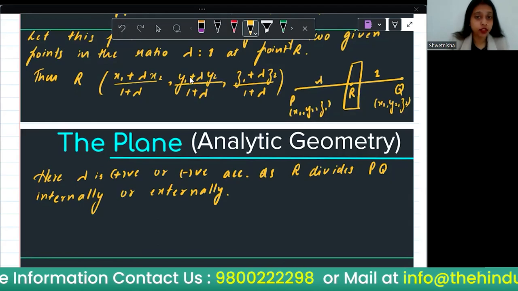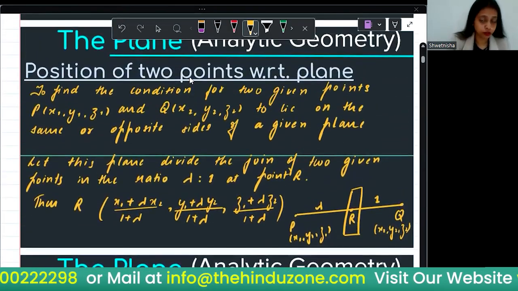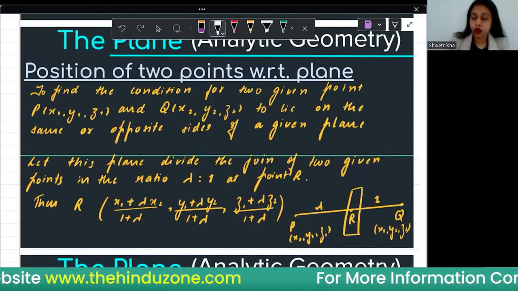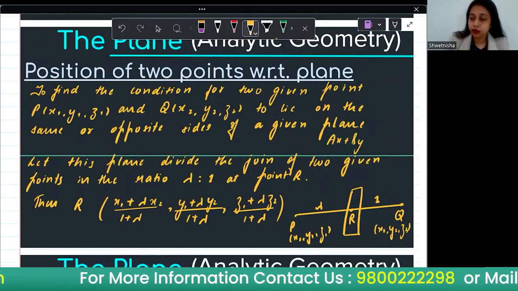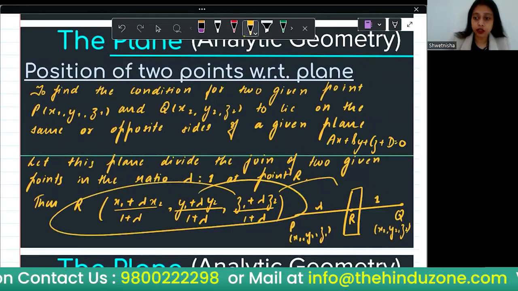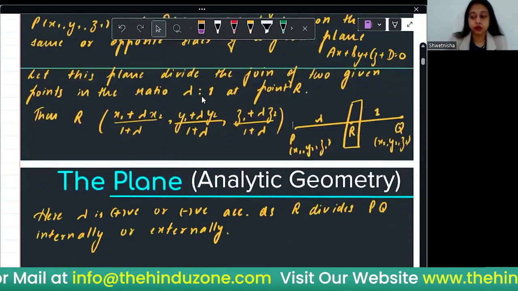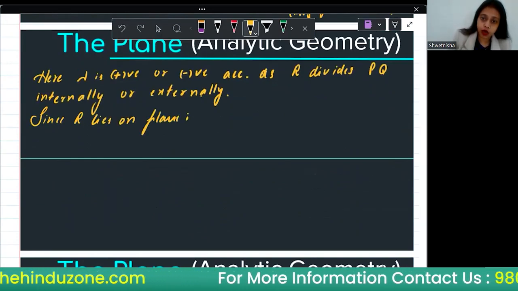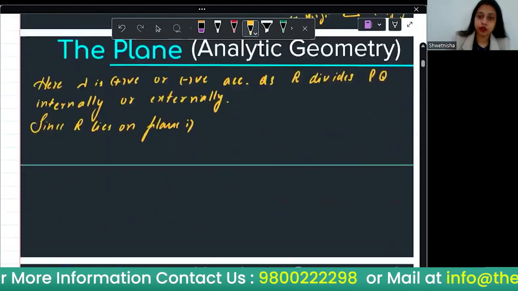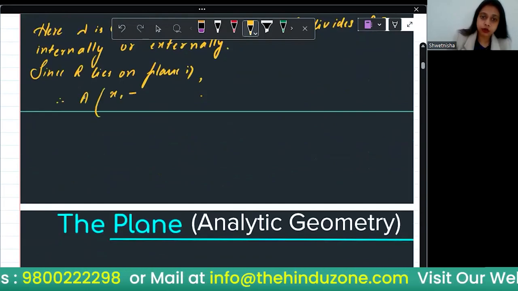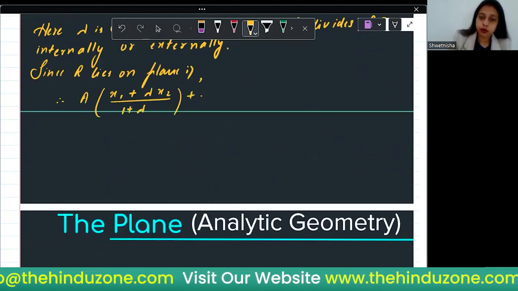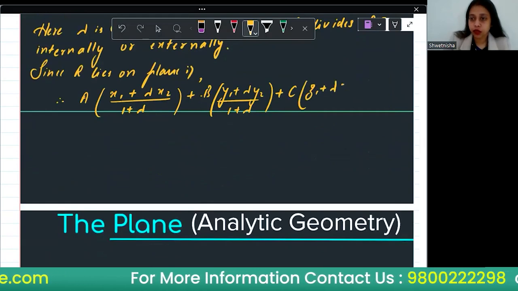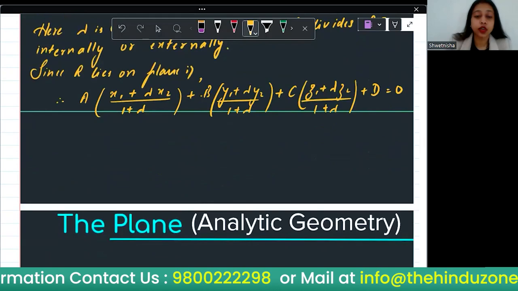But now see, if this point lies on the plane, then it must satisfy the equation. So let me take the equation of the plane to be Ax plus By plus Cz plus D is equal to 0. Now, since this point R is on the plane, it will satisfy the equation of this plane, which implies, since R lies on plane 1, therefore A times (x1 plus lambda x2) divided by (1 plus lambda) plus B times (y1 plus lambda y2) divided by (1 plus lambda) plus C times (z1 plus lambda z2) divided by (1 plus lambda) plus D is equal to 0. Let's try to take lambda common.